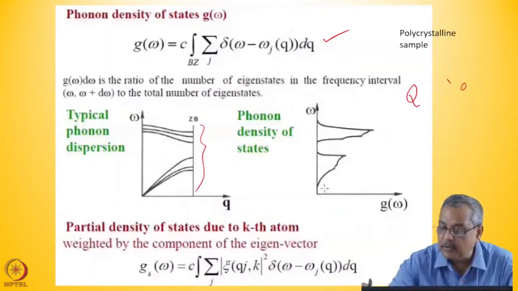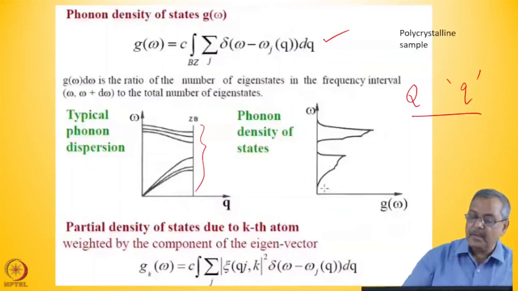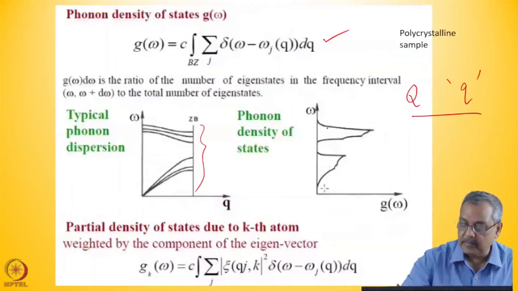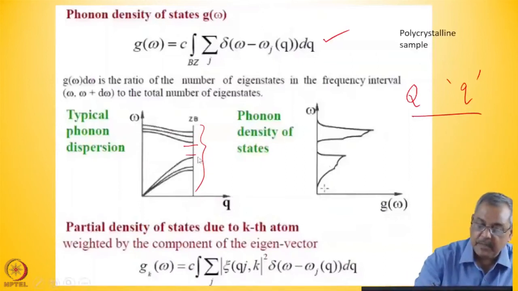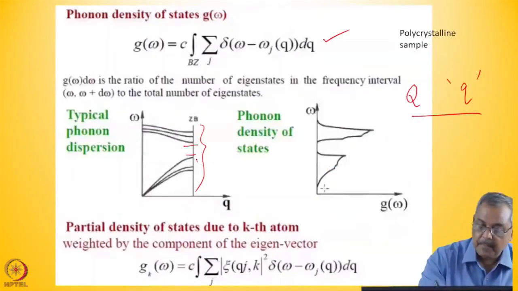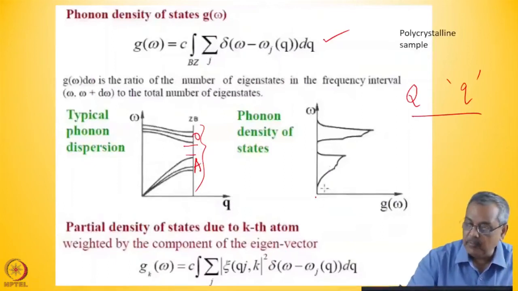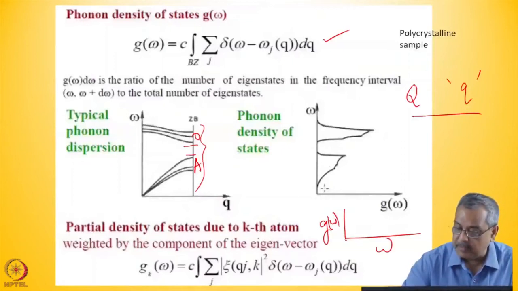There is an averaging over all the phonon wave vectors because of the dq values, and then when I add up, I get this phonon density of states as a function of omega. I hope it's clear to you, because there's a gap in omega spectrum between the, say, acoustic and optic modes. So what you get if I plot G omega versus omega, it looks somewhat like this.